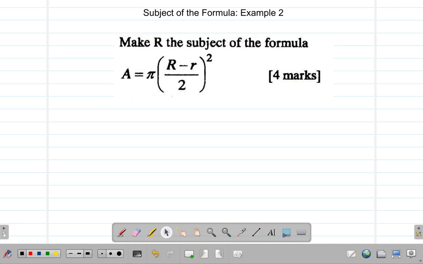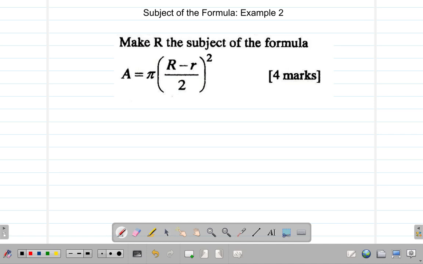Subject of the formula. Example 2. It says here that you must make R the subject of the formula. Pause the video and do it, and then we go through it together. So go ahead and pause. Finished? All right. So let's see what happened with it now.